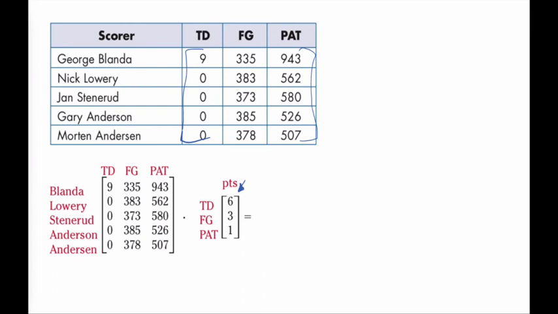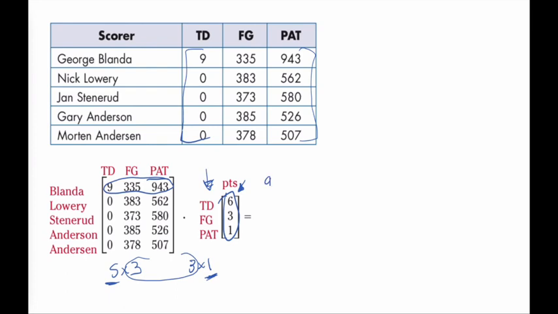So this is a 5 by 3. This is a 3 by 1, right? It needs to be written as a 3 by 1 instead of a 1 by 3, otherwise we can't multiply them. So, what we're going to get is a 5 by 1, which will give us the total number of points for each of these 5 people. So, multiply each row of this by each column of the second, which there's only one column.